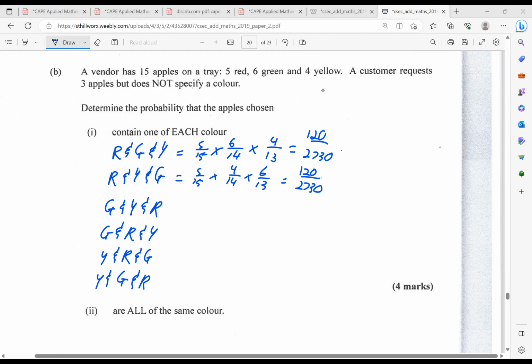No, they say contains one of each color, right? So that's for this question here. Only one of each color. So you're picking 3, so you could only have one of each color. So therefore that's, they can have red, red, green, green, and so on.